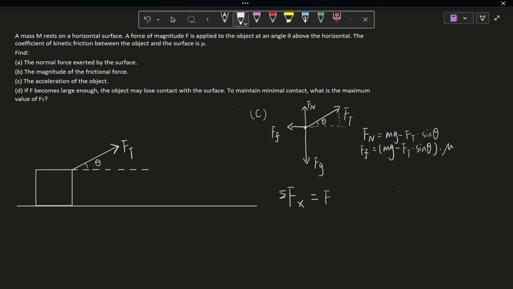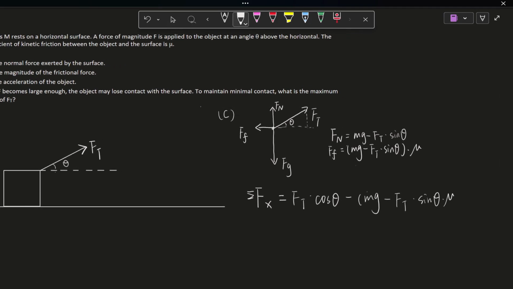It is equal to Ft times cosine theta minus the Ff over here. I'll just plug in the Ff you already saw from the last part: minus (mg minus Ft times sine theta) times mu. And this is equal to ma. So this is what you want to solve.